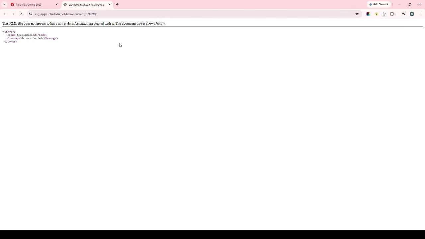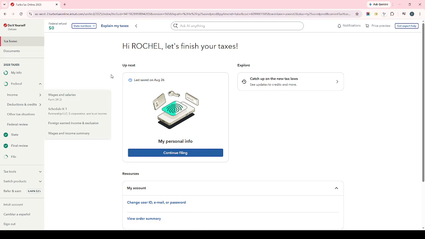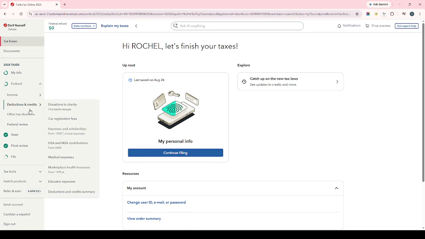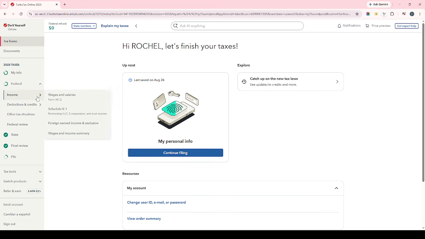Start by going to the Deductions and Credits section of your return. From there, open the area for traditional and Roth IRA contributions. In this section, enter your non-deductible traditional IRA contribution. Take your time here and make sure the amount matches your records exactly.